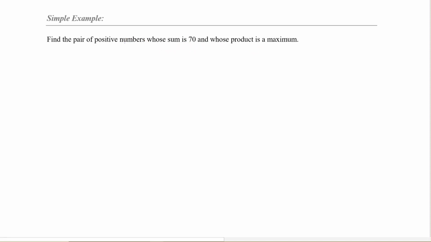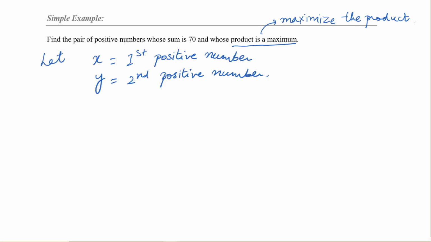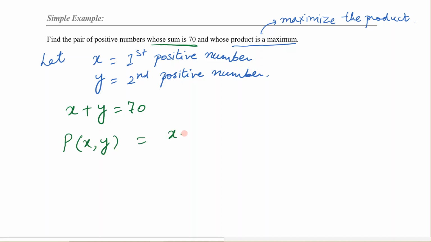So what we want to do here is maximize the product of two numbers. Since we have to choose two numbers, let x be the first number and y be the second positive number. And the condition given is that the sum of the two positive numbers is 70. So from there we get our first equation: x plus y equals 70. And we want to maximize the product. So let P be the product. If we write the product, it's going to be x times y. So these are our two equations.